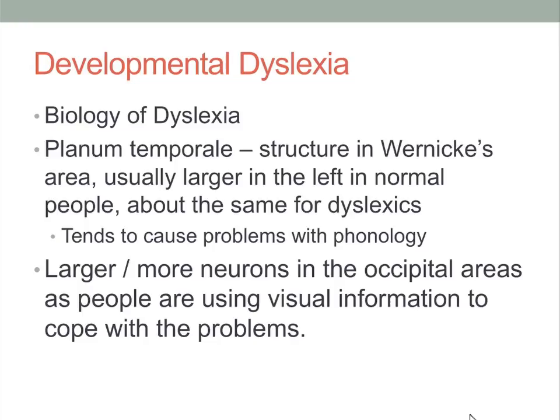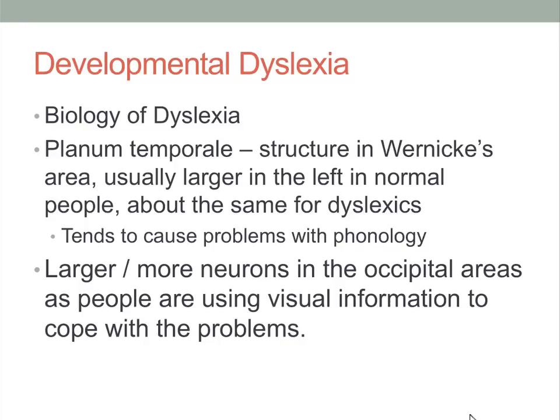But it's a structure in Wernicke's. Remember Wernicke's back here by your left ear. That's usually larger in the left side of the brain for normal people, and it's about the same size on both sides for dyslexics. So that tends to cause some problems with phonology, which is what we think the general issue with dyslexia is.